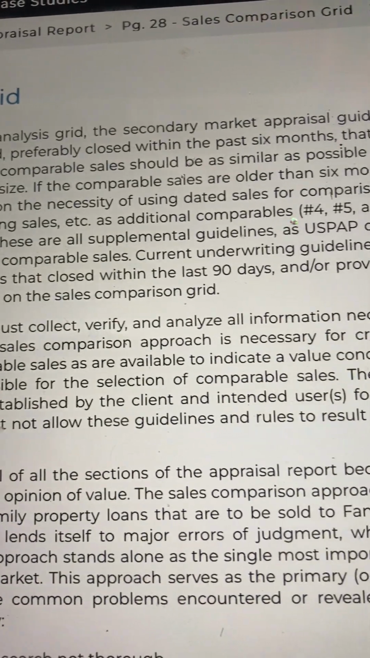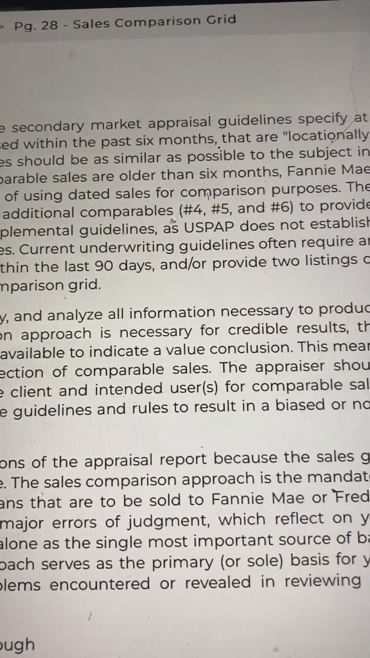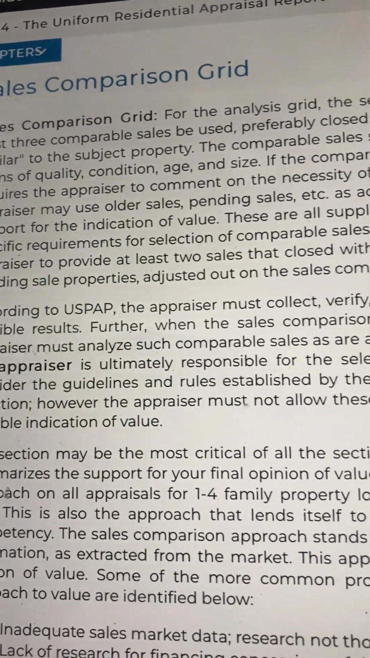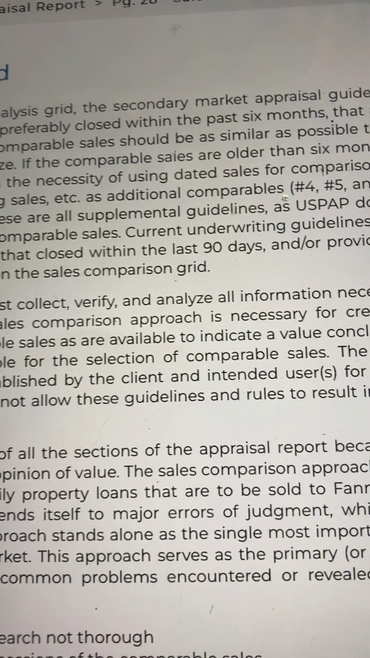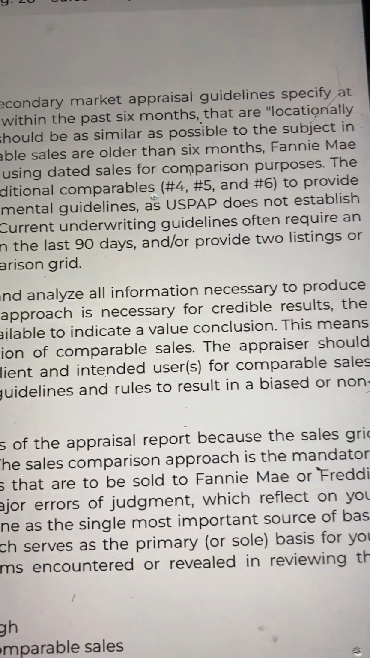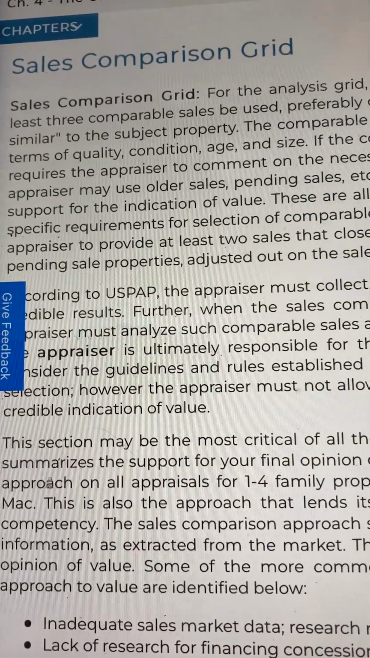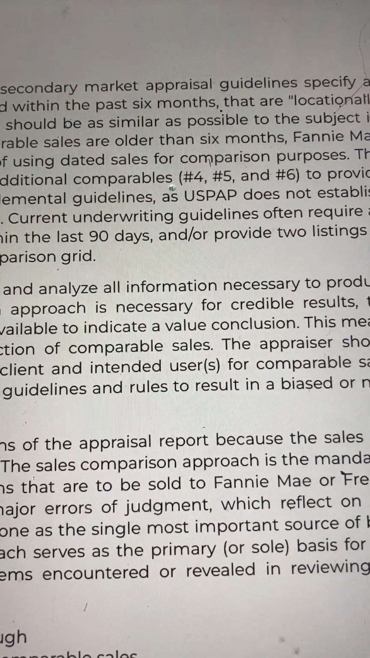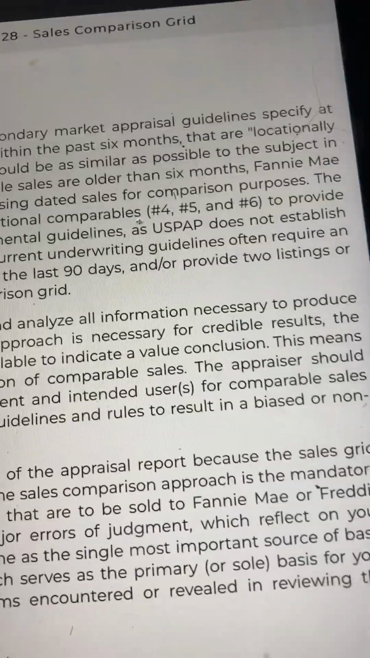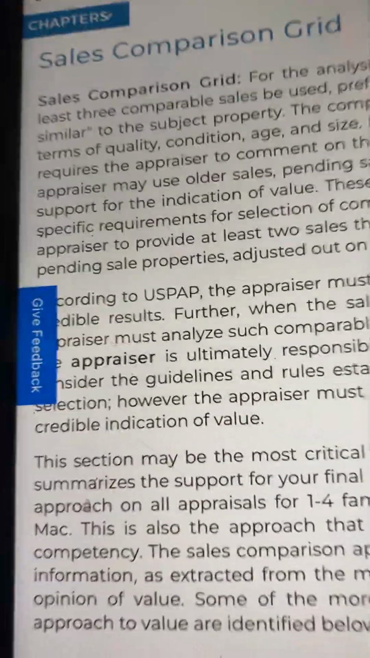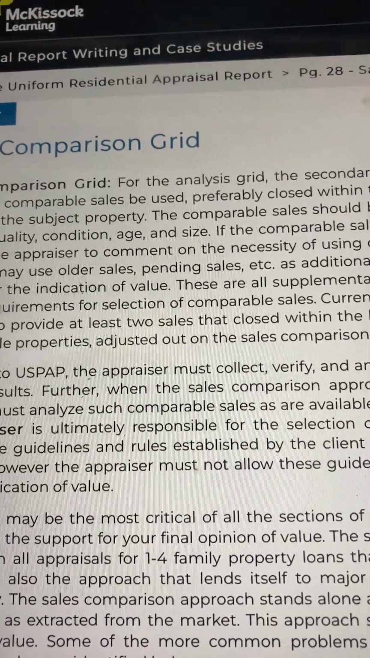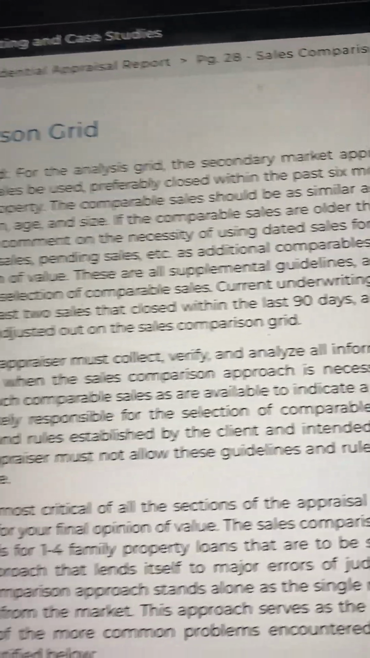These are all supplemental guidelines, as USPAP does not establish specific requirements for selection of comparable sales. Current underwriting guidelines often require an appraiser to provide at least 2 sales that are closed within the last 90 days or provide 2 listings or pending sale properties adjusted out on the sales comparison grid.